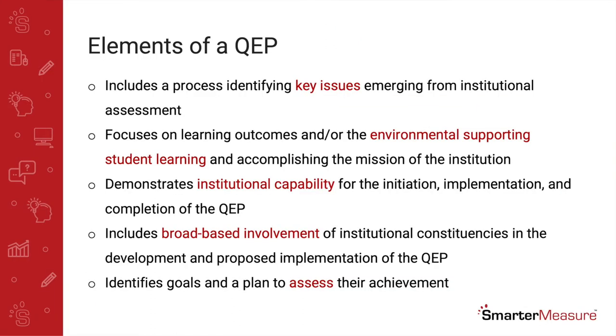SACS requires that the QEP be a key issue that was identified by institutional assessment and that the issue focuses on learning outcomes or learning environment. The institution must have the capability to conduct the project, utilizing multiple departments or persons. Finally, a plan for assessing the effectiveness of the project must be articulated.